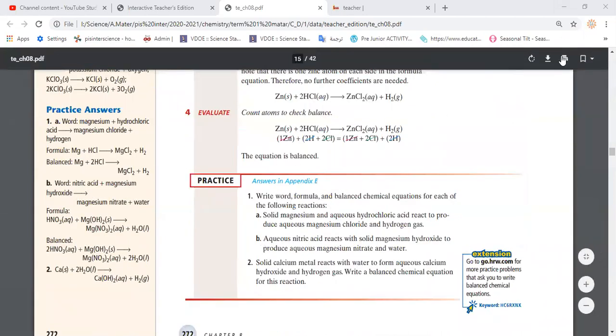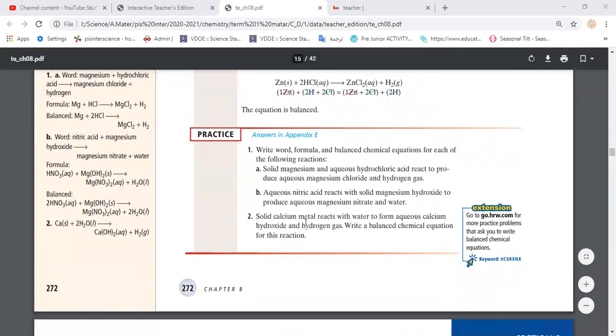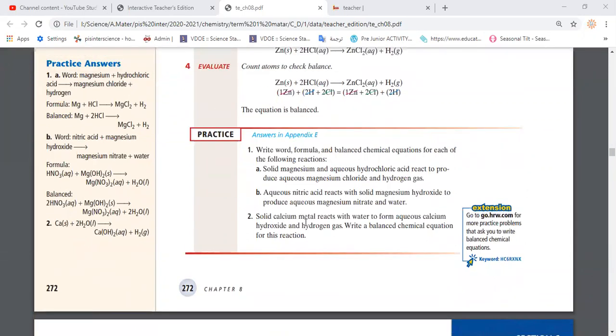Let's try to practice more. Here it says, write the word formula and the balanced chemical equation for each of the following reactions. Solid magnesium and aqueous hydrochloric acid react to produce aqueous magnesium chloride and hydrogen gas. Who could answer this question?